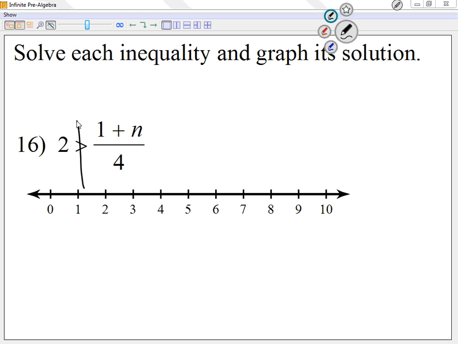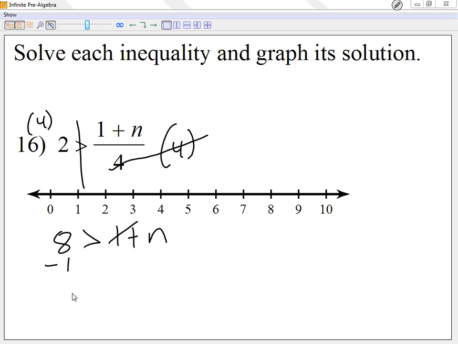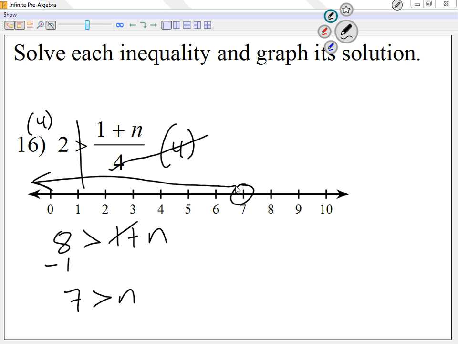All right, so let me multiply both of my sides by 4. Because by multiplying by 4, I basically get rid of the fraction. So I'm going to have 8 is greater than 1 plus n. Now I can move the 1. The other side is a negative 1. So I get that 7 is greater than n. 7 is my important number. It's an open circle. N is on the short side of the arrow. So I go towards the short number.